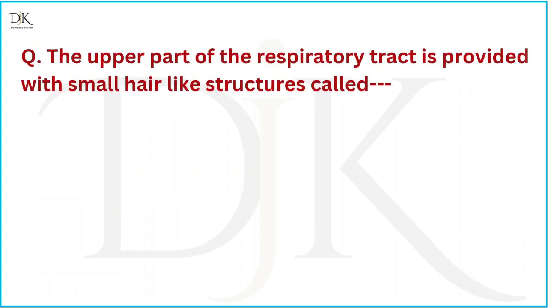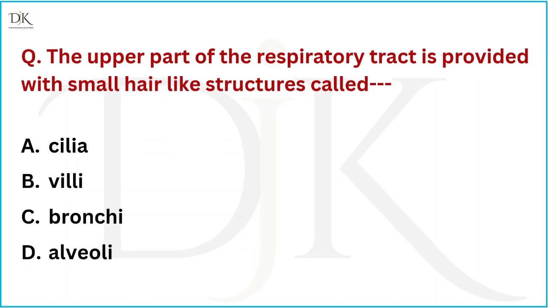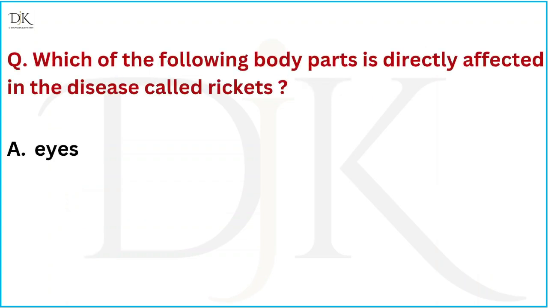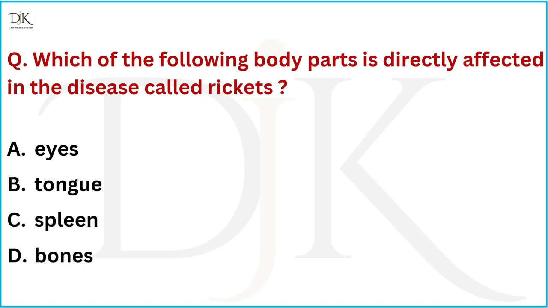The upper part of the respiratory tract is provided with small hair-like structures called? Right answer is cilia. Which of the following body parts is directly affected in the disease called rickets? Right answer is bones.